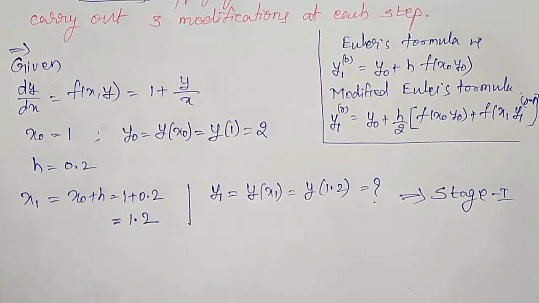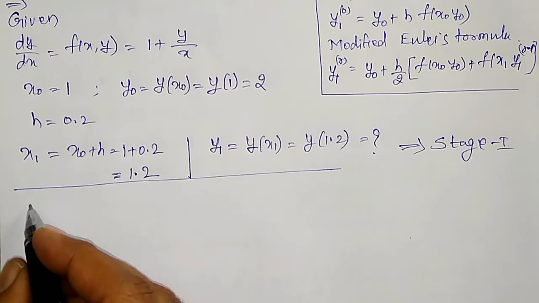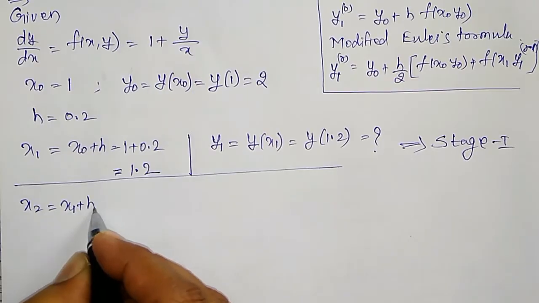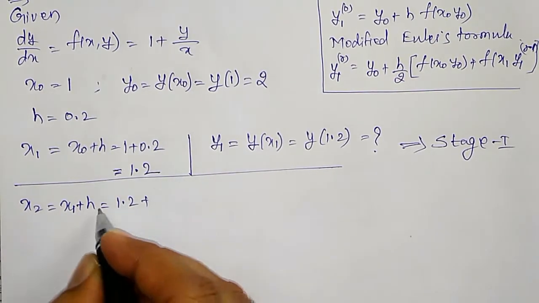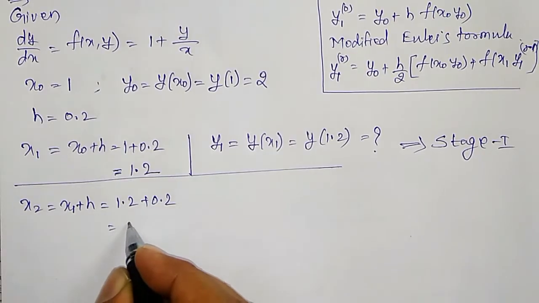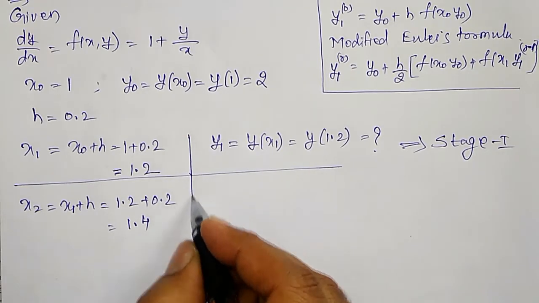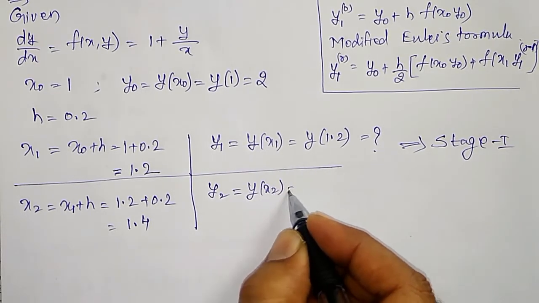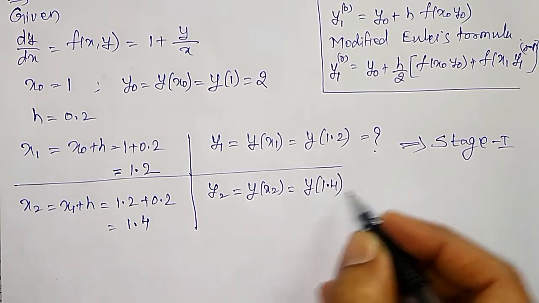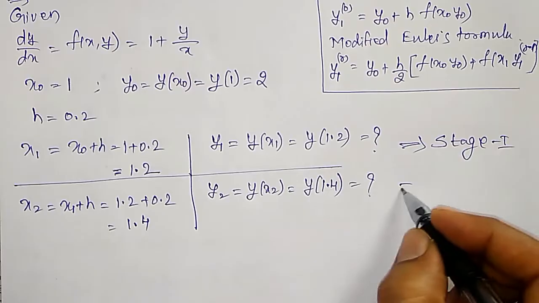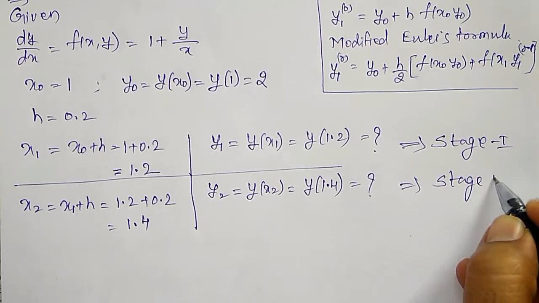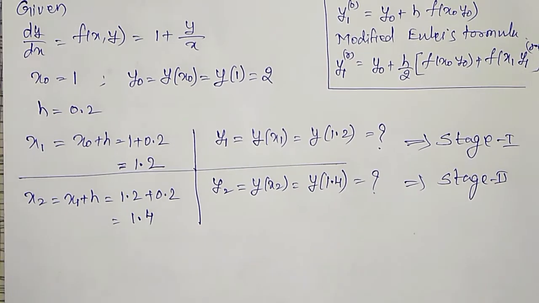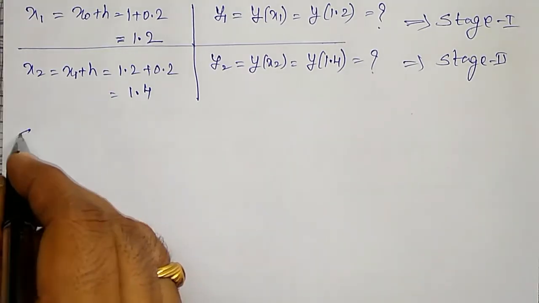In stage 2, x2 will become x1 plus h. My x1 is 1.2 plus h, 0.2, that is 1.4. Therefore, the corresponding y value will become y2, that is nothing but y of x2, y of 1.4. To calculate this, 2 stages I have to do. In stage 2 I will calculate y of 1.4. One by one stage I will tell. First, stage 1 now.